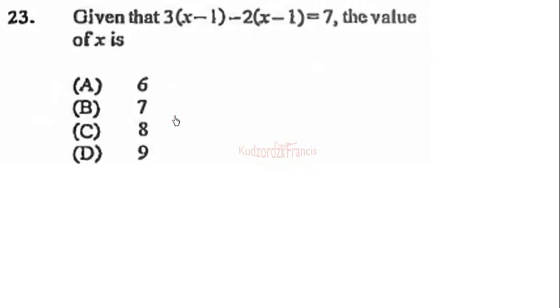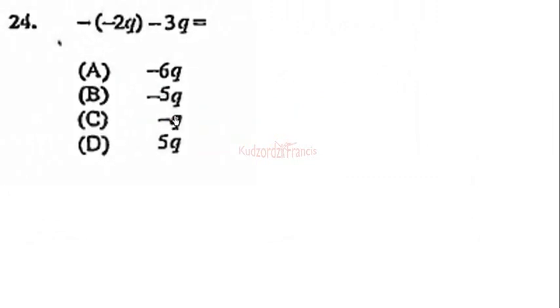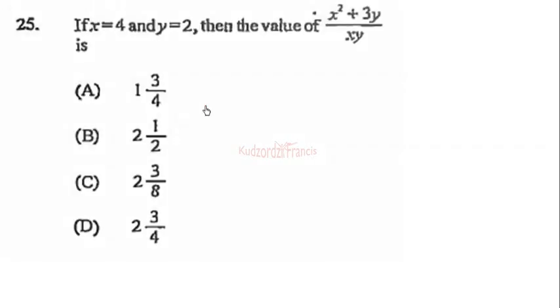The question 24. We have this negative 2q minus 3q. So negative becomes positive 2q, then minus 3q. So this is q, so this will give us 2q minus 3q, and this will be equal to negative q. So the correct choice is C.